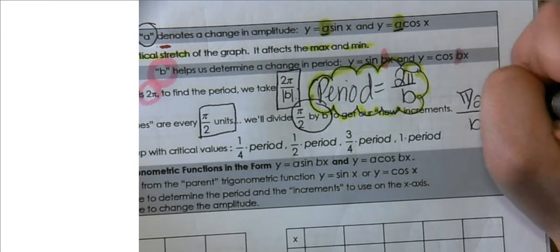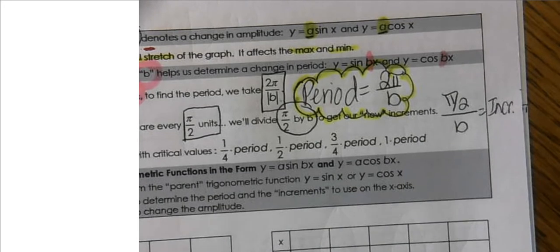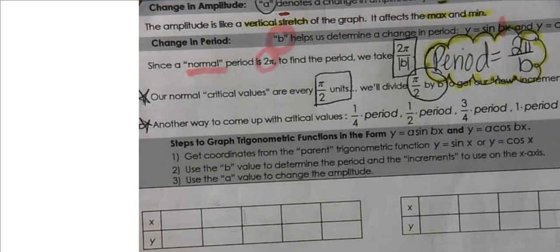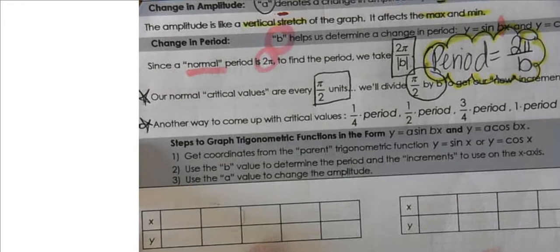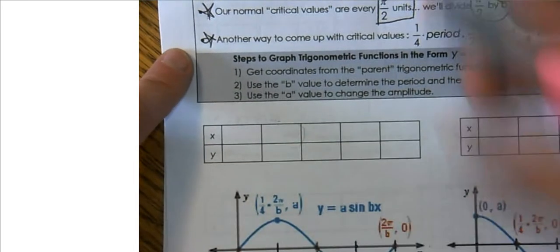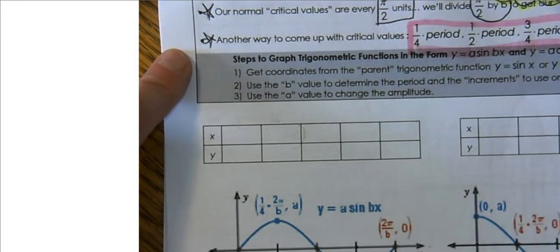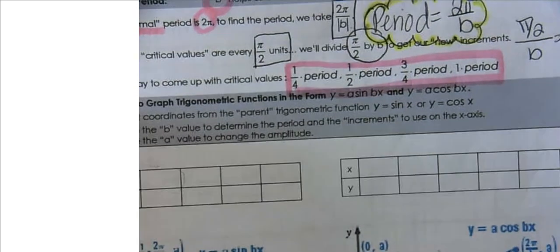Like, are you going by pi's over 2, or are you going by pi's over 4, or are you going by pi's over 6? Are you going by 2's? That will tell you your increments. That is one approach, and it's a very useful approach for coming up with your increments. Another way, which is a way that I really like, is it helps you to identify all of your values. And that is the 1/4 times your period, 1/2 times your period, 3/4 times your period, and 1 times your period. This is another way to come up with those critical values.